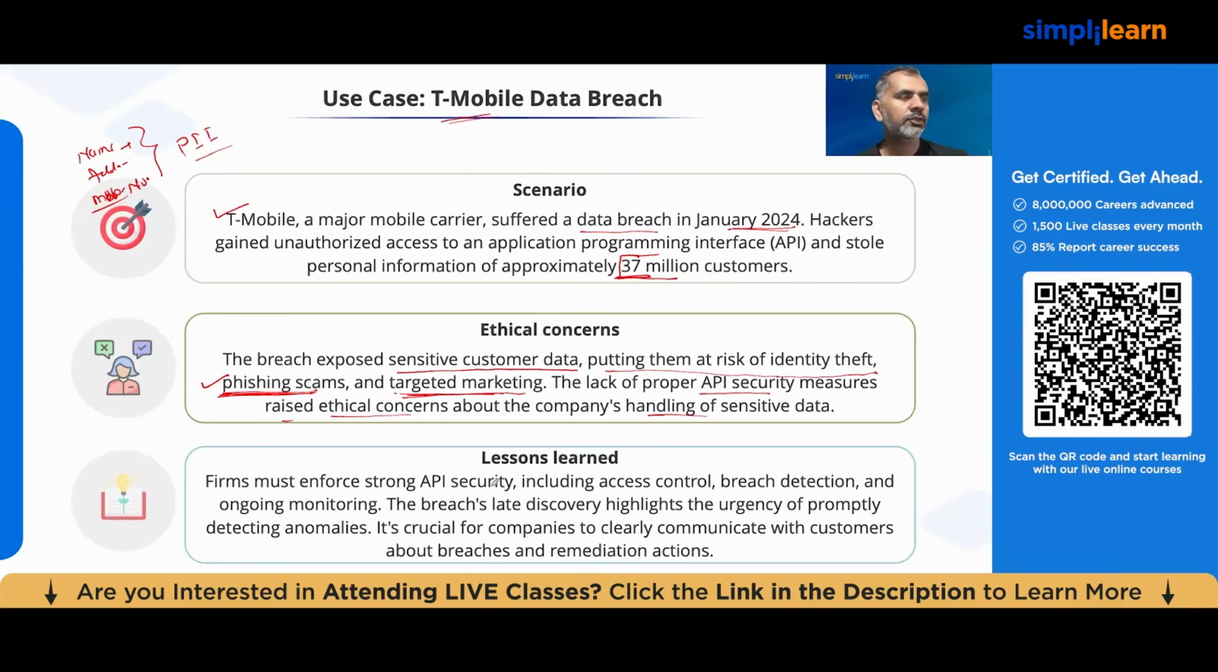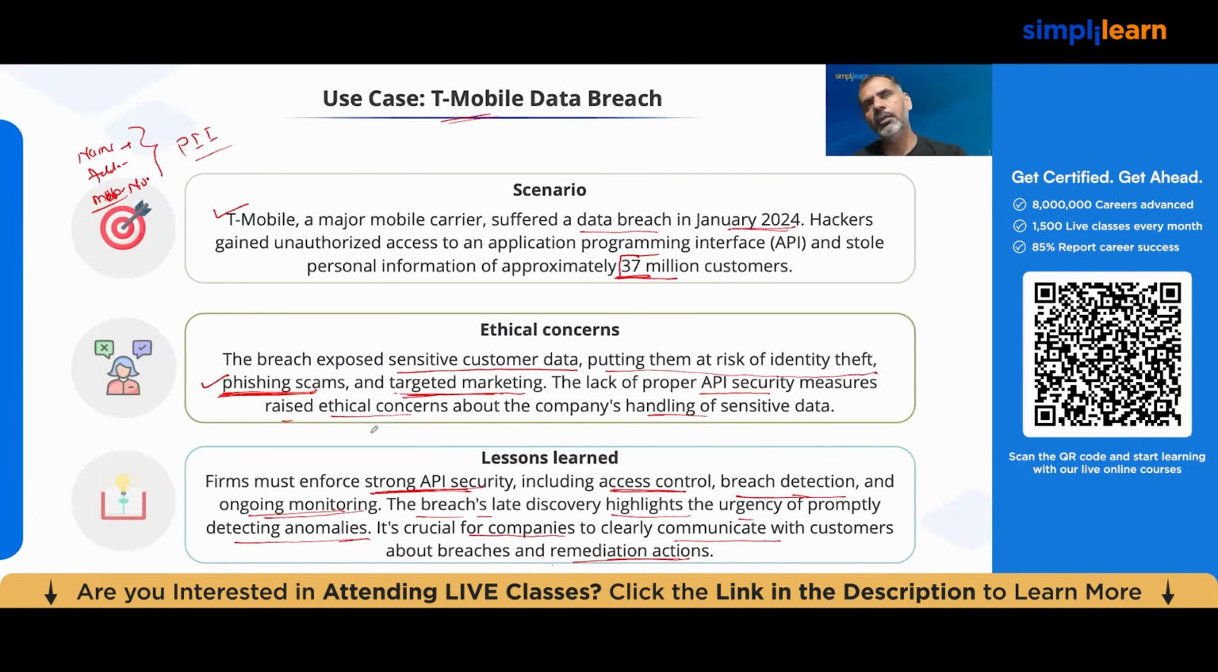Firms must enforce strong API security. Obviously, a weak interface allows unauthorized access, and in that sense, you may lose the customer information. So you have to enforce strong API security measures that include access control, breach detection, and ongoing monitoring. And whenever any kind of breach happens, it should shut down the system as well. The breach's late discovery highlights the urgency of promptly detecting anomalies. It's crucial that companies clearly communicate with the customer about breaches and remedial actions. So that needs to be taken care of.